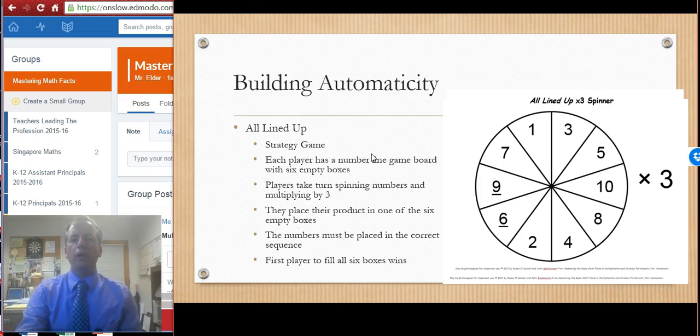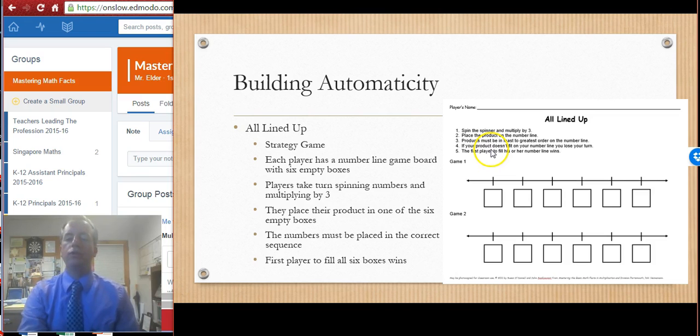Where would I put that 5 times 3 on my number line? Because in the end, my numbers have to be in order. So if I put the 15 at the very beginning, then all my other answers are going to have to come after the 15. If I put the 15 at the end, then all my other answers are going to have to be less than that. So I can get myself stuck if I put two numbers too close together. And again, the first person who can fill in their number line is the winner of the game.